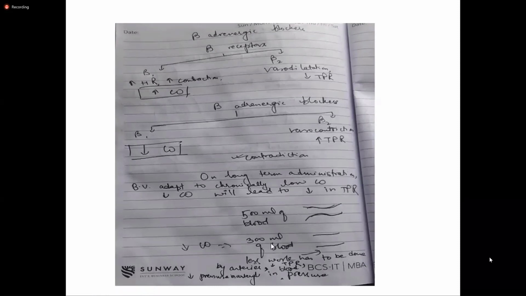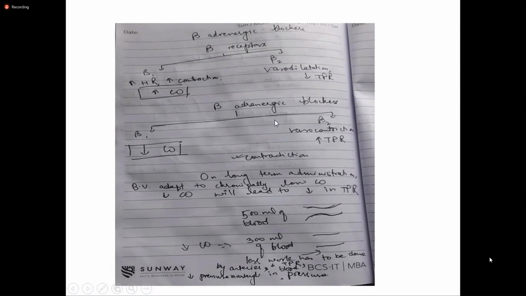So instead of 500, now 300 ml of blood passes through that particular blood vessel. So 500 ml has been reduced to 300 ml. Now less work has to be done by the arteries, and less work by the arteries means there will be less resistance. So there will be a decrease in total peripheral resistance, and a decrease in total peripheral resistance will decrease the pressure in the arteries, and now decrease in pressure in the arteries will lead to a decrease in blood pressure. So I'll repeat this once again.